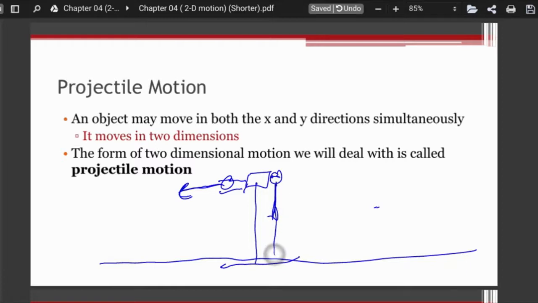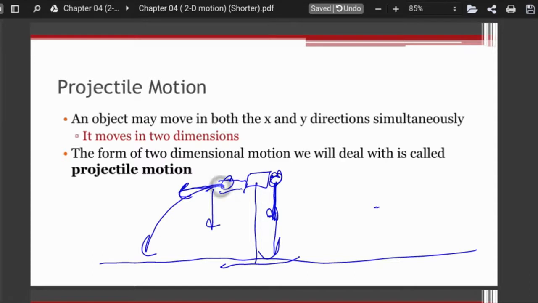The answer is they both hit the ground at the same time. That's because the minute this ball leaves, gravity starts pulling down. The minute this ball is released, gravity starts pulling down. If they're at the same height, the acceleration due to gravity is going to make them fall to the ground in the same amount of time.